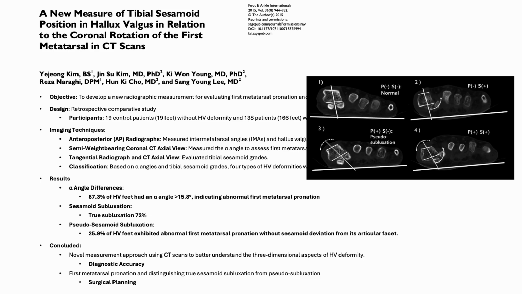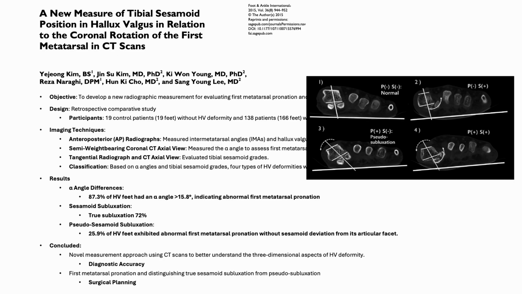And then if all those numbers are true, that means that about 26%, roughly 28%, depending on how you look at the stats, have some pronation without subluxation. So a quarter of the patients in your practice will look like they have some issues with the sesamoid, but it's actually a first metatarsal pronation instead.